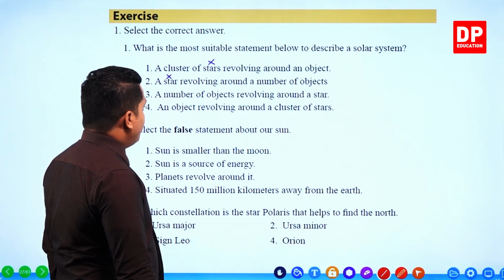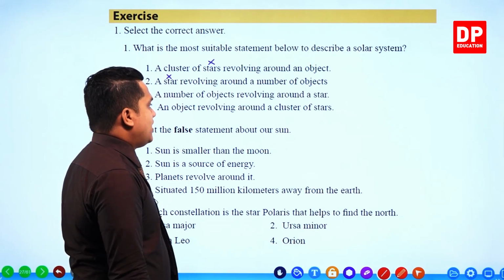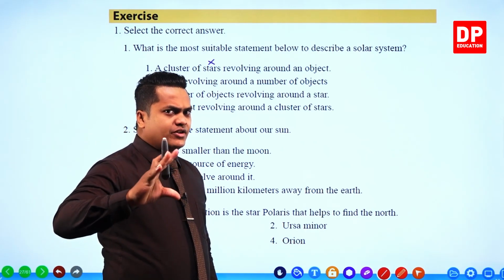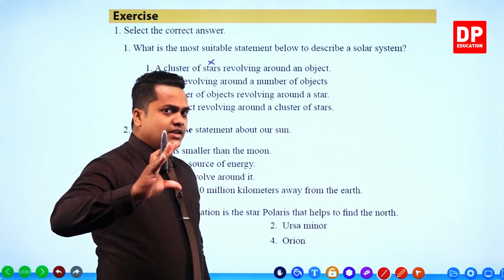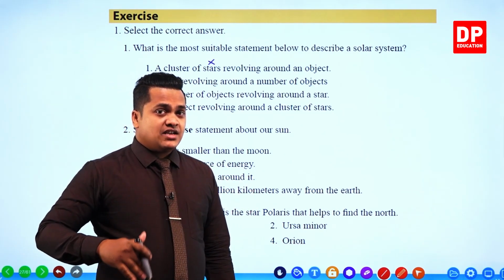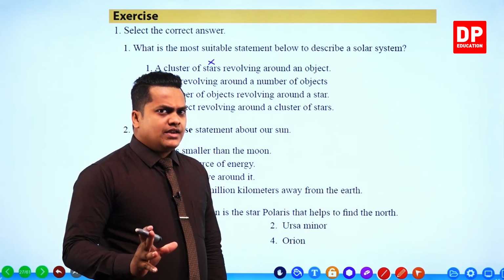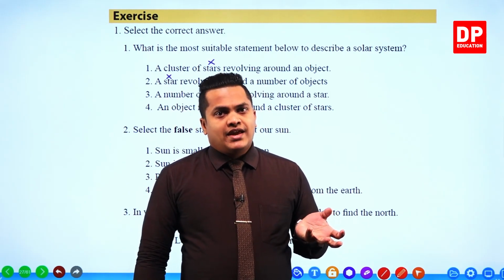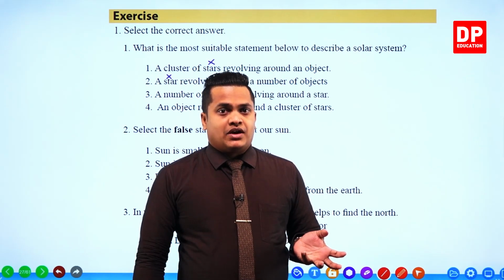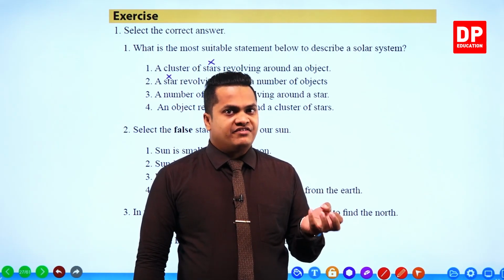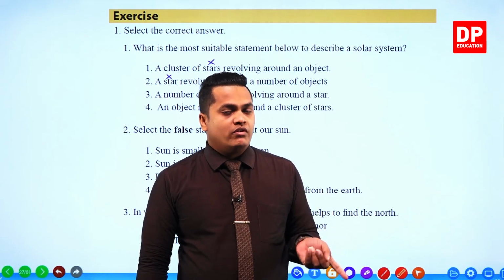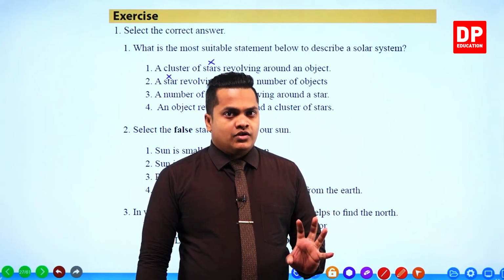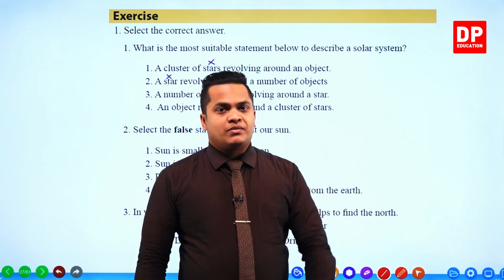Okay. Next one, number of objects revolving around a star. So we'll keep that thing, it's somewhat similar to the solar system. However, instead of objects, if it is given as planets, then it would be great. But when you take the solar system, not only the planets, but also there are satellites as well. So we can refer to that as objects, no problem in it. However, we go for the fourth one as well. Let's check whether that answer is correct or not. If not, the most suitable answer is the third one.